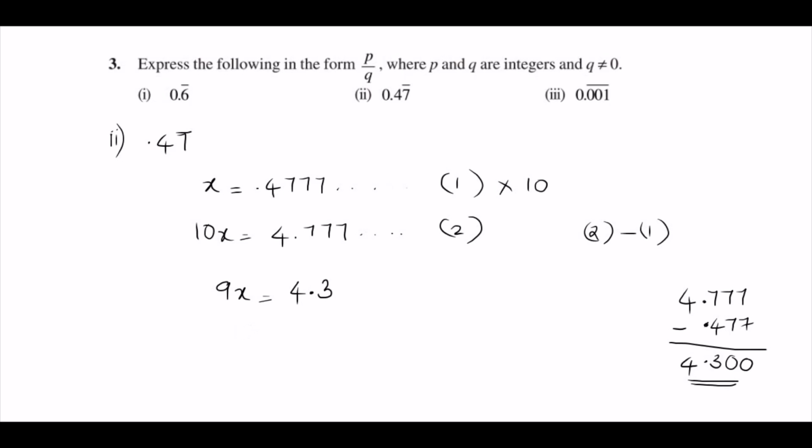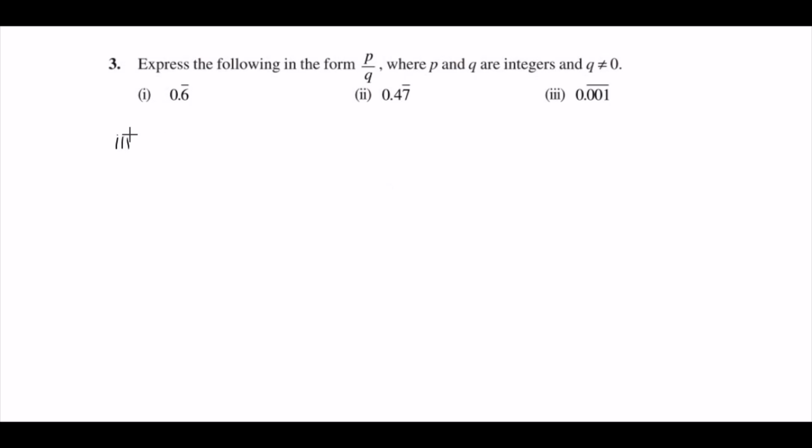That is, x is equal to 4.3 by 9. You have to write it without the decimals. So you multiply this numerator and denominator by 10. So you get 43 by 90. Therefore, on converting this decimal expansion to rational number, you get 43 by 90.